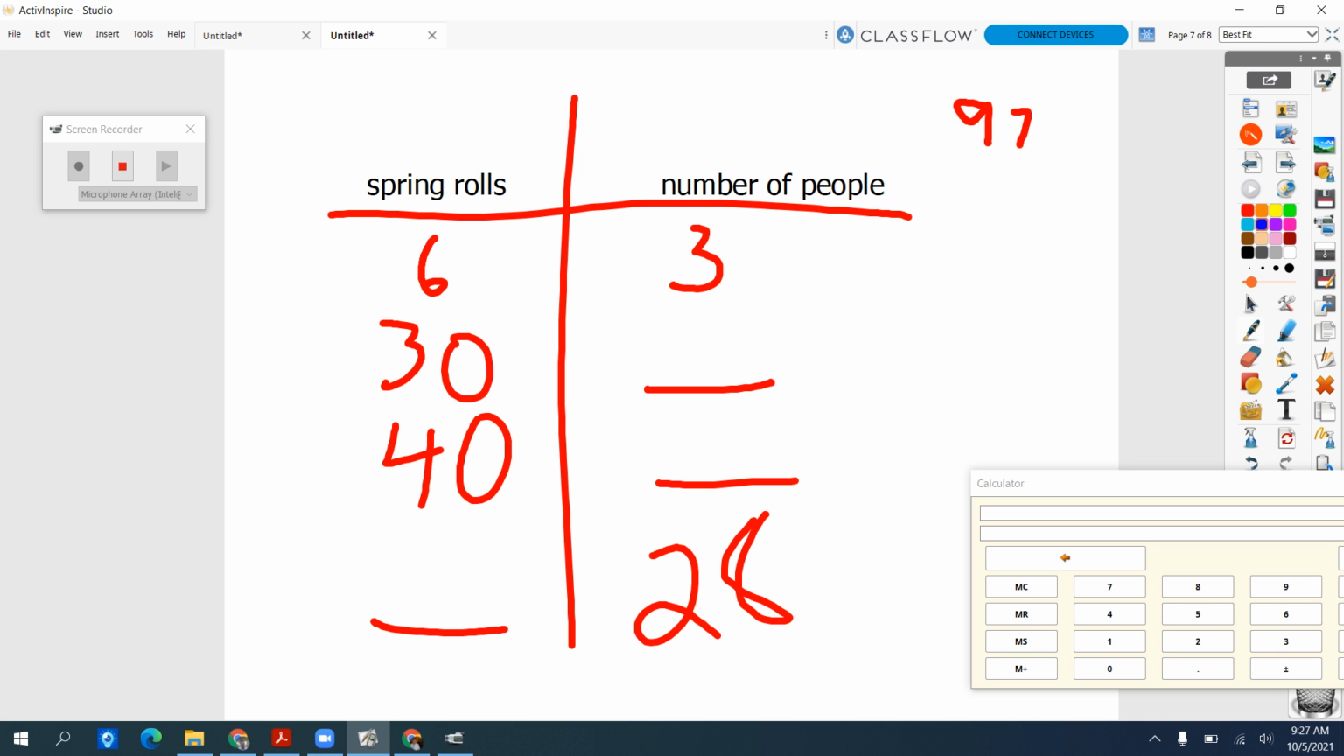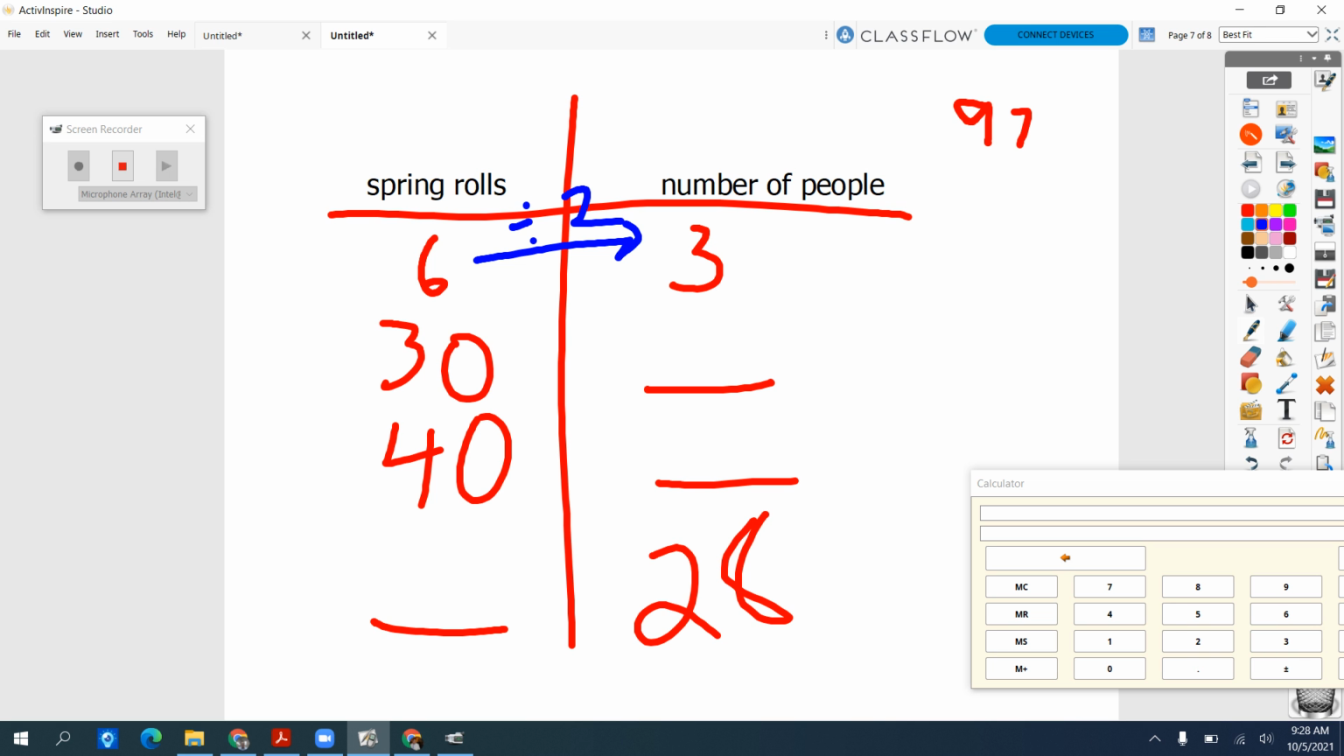So right here, I asked myself, how do I go from 6 to 3? And it's either got to be multiplication or division. Well, it's getting smaller, so I'm thinking it's division. So what am I dividing by? 6 divided by what gets me 3? Now, 6 divided by 2 gets me 3. That tells me right now in this chart, this table, you're dividing by 2.